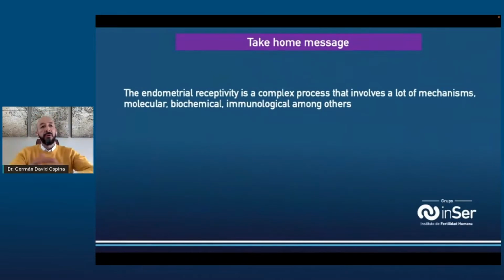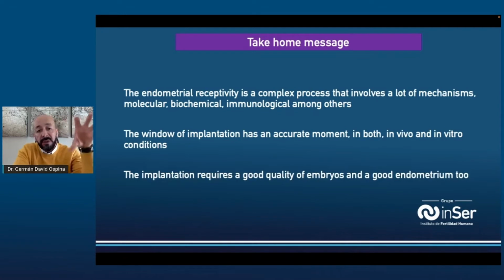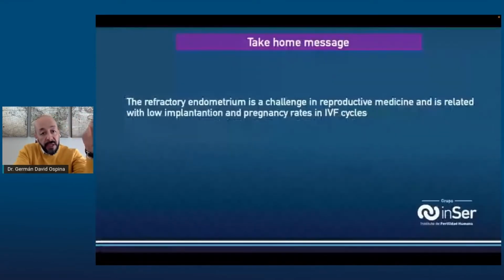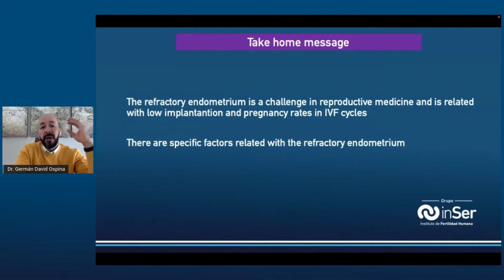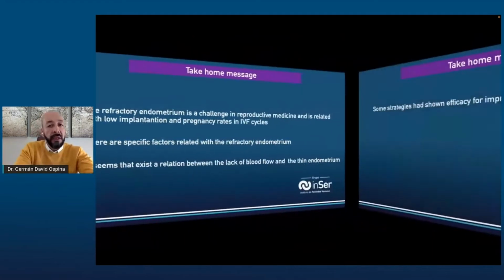Okay, what are my conclusions from this lecture? Endometrial receptivity is a complex process that involves a lot of mechanisms: molecular, biochemical, immunological, and others. The window of implantation has an accurate and precise moment in both in vivo and in vitro conditions. Implantation requires good quality embryos and a good endometrium too. The refractory endometrium is a real challenge in reproductive medicine and is related to low implantation and pregnancy rates in IVF cycles. There are specific factors related to the refractory endometrium. It seems that there is a relation between the lack of blood flow and the thin endometrium.